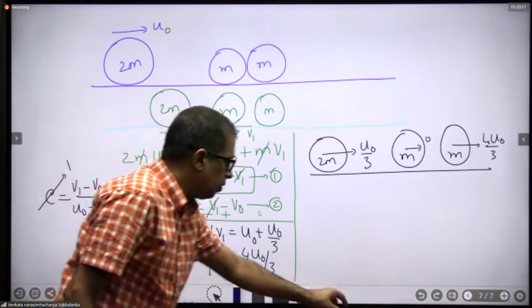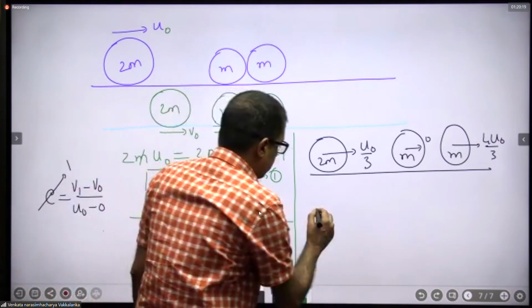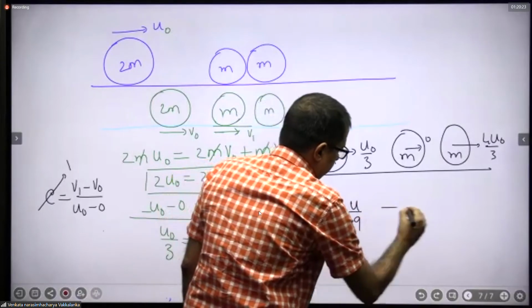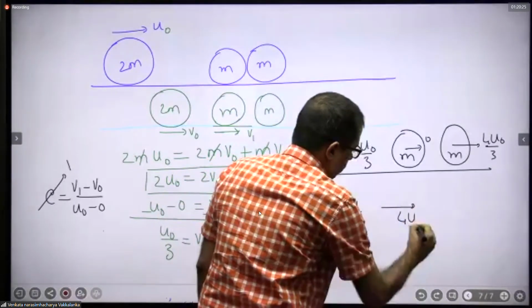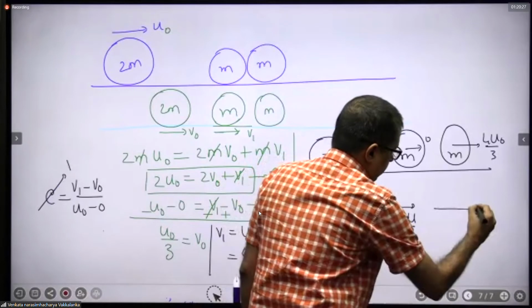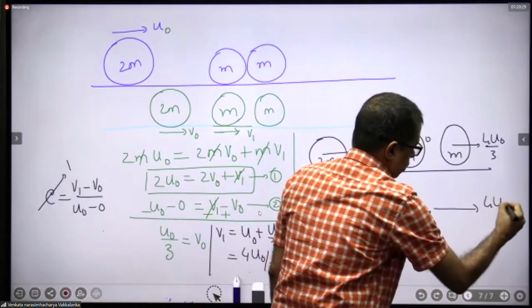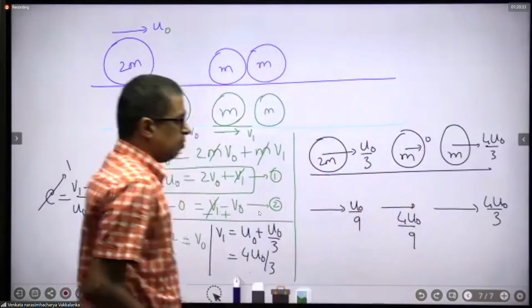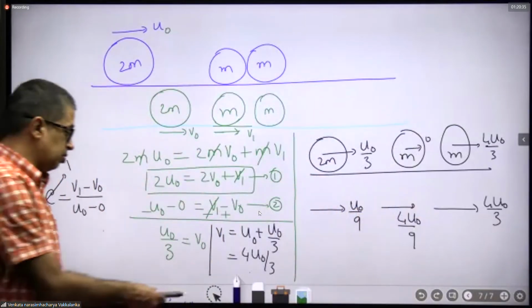The final velocities will be u by 9, 4u by 9, rather u naught by 3. Don't keep changing the symbol.